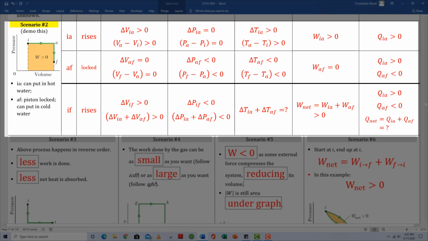Notice the shaded area for scenario number 2 is a lot bigger than it is for scenario number 1. Going from state I to state F, according to this 2-step process, produces a lot more work, and maybe that's my goal. Maybe I want to design a device that produces as much work as possible.